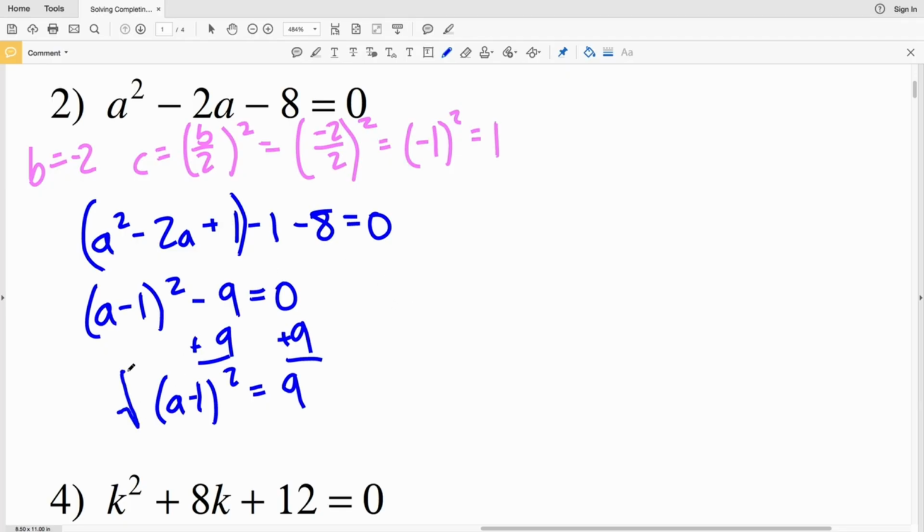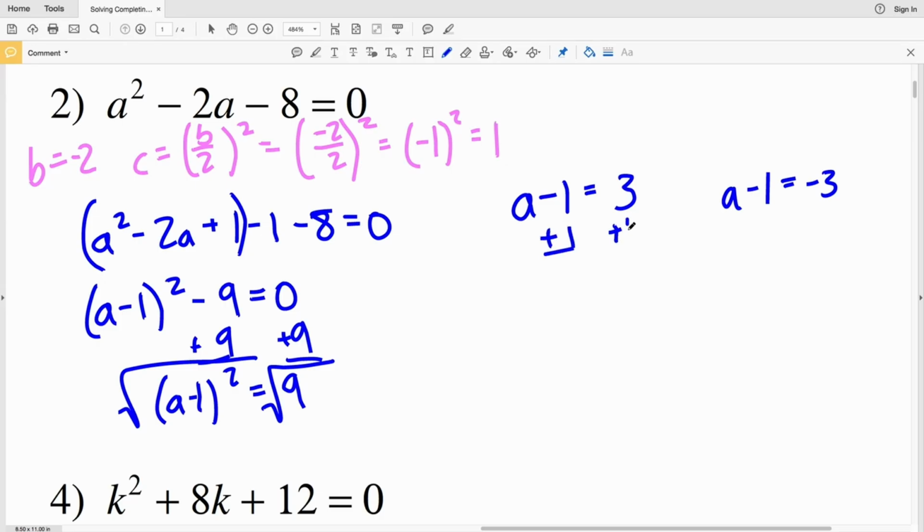Now, my next step, I'm going to be taking the square root of both sides. So I'll get that a minus 1 equals a positive 3, since the square root of 9 is positive 3, and I'll also get that a minus 1 equals negative 3, since negative 3 squared will also give us a positive 9. So I'll add 1 to both sides in my first equation to get that a equals positive 4. And then I'll add 1 to both sides in my second equation to get that a is equal to a negative 2. So my solutions in number 2 are 4 and negative 2.